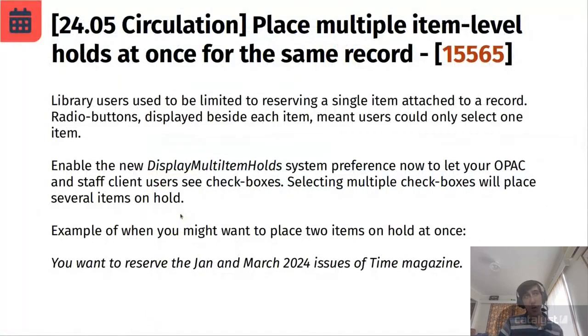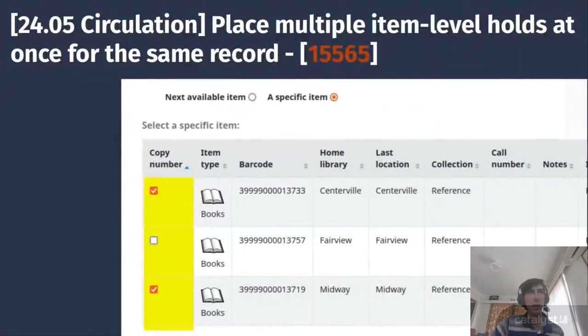However, now what you can do is enable the display multi-item hold system preference, and that will enable both OPAC users and staff client users to select multiple items that they want to place a reserve on. So now the behavior is what we see: rather than those circular radio buttons, we've got square checkboxes, of which I can have 2 selected, as you can see here. So I don't want the next available item. I have 2 specific items that I want. The first one and the third one. I'm not interested in the second item.